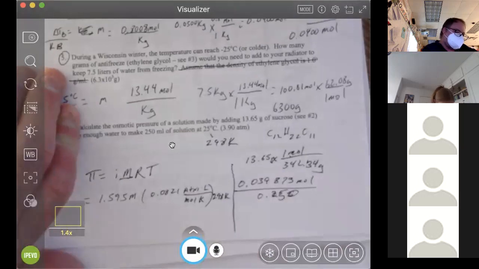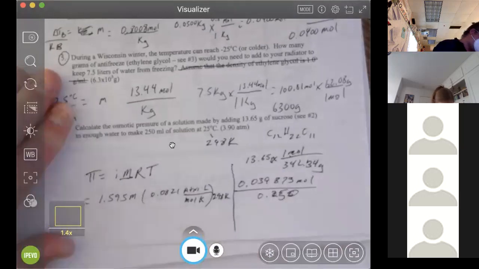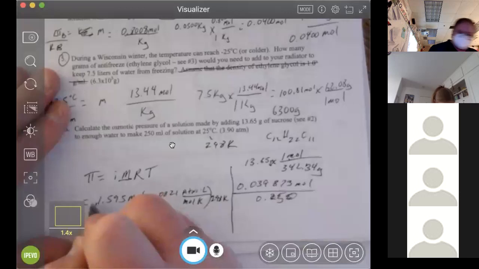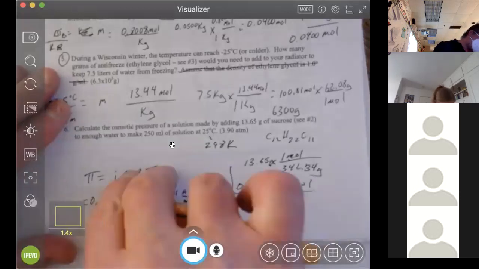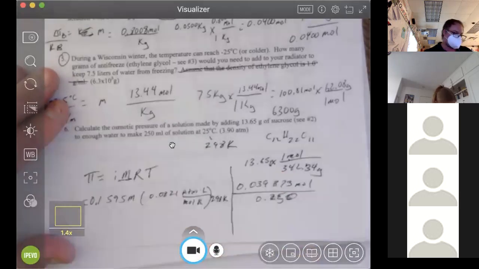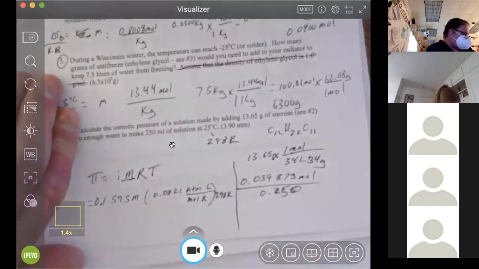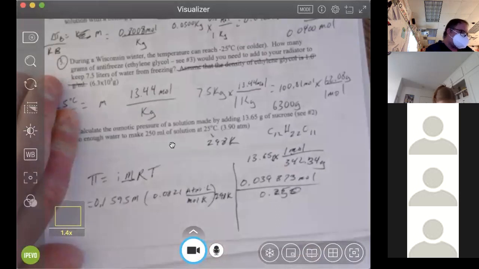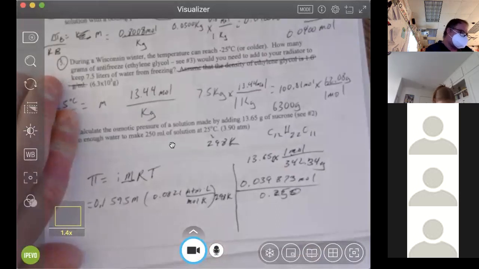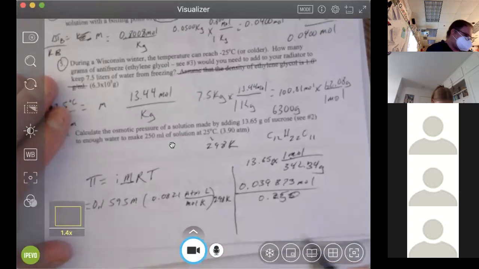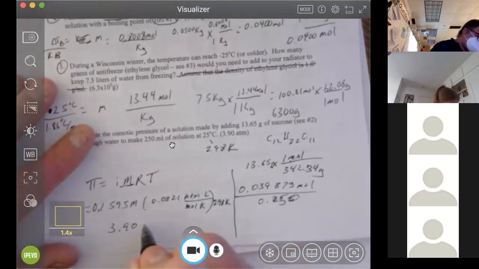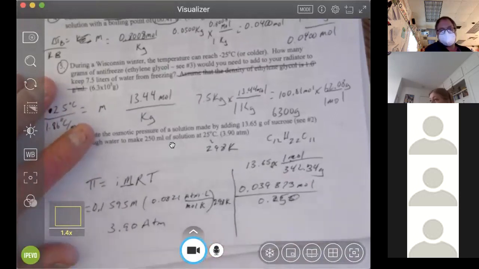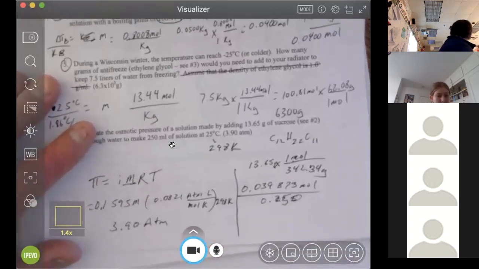0.039873 divided by 0.250 is about 0.1594, so that'll be 0.1595. Then 0.15942 times 0.0821 times 298 is about 3.9003. And we get 3.90 out.